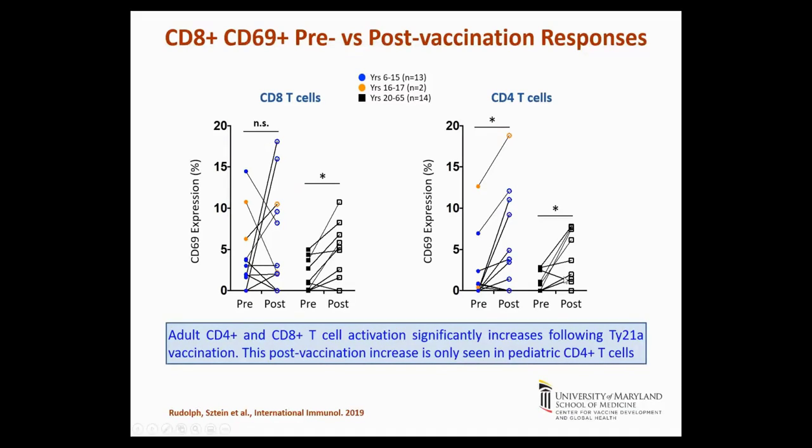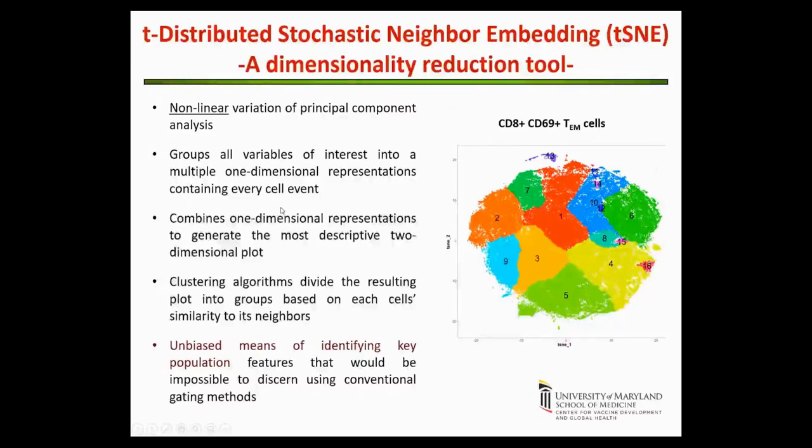And what we have seen is that for CD4 cells, we see increases in the responses that are significant pre versus post-vaccination in both children, as indicated by the blue or orange symbol, as well as adults. In contrast, in CD8 positive cells, we can see the increases that we typically observe in adults, but in children, in part due to a great variability, did not reach statistically significant levels.